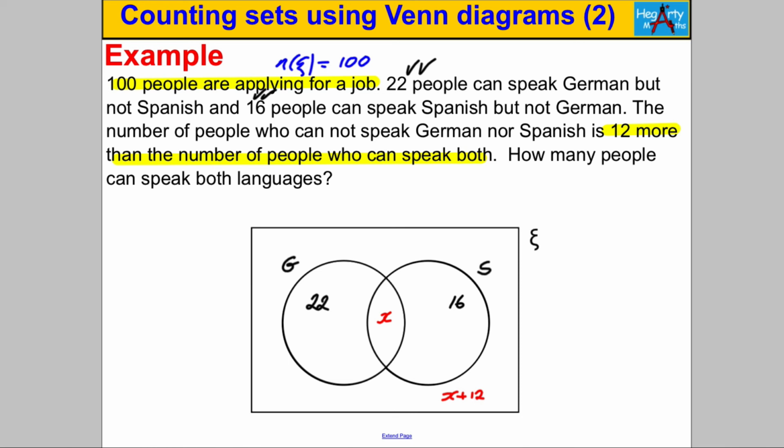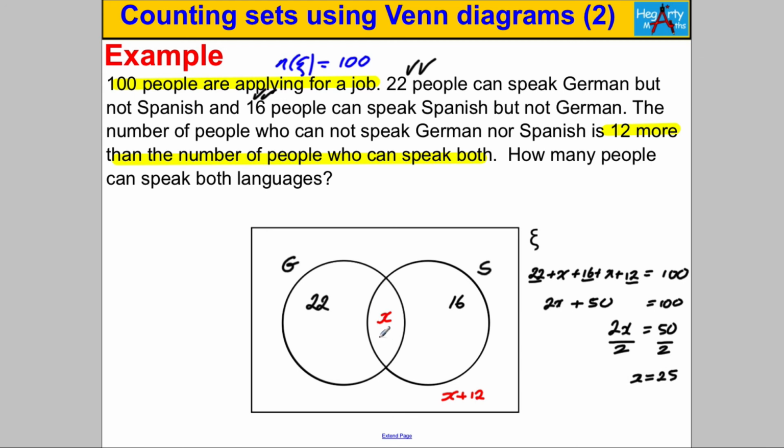Now the one thing we do know is if we add all these together, they must add up to 100, and we can use that fact to write ourselves an equation. So we can state that 22 add x, add 16, add x, add 12 must add up to 100. Now collecting like terms, we're going to have 2x, and 22 add 16 add 12 is going to be equal to 50. So we get 2x add 50 is equal to 100. Subtract 50 from both sides, 2x must be 50. Divide both sides by 2, and x must be 25.